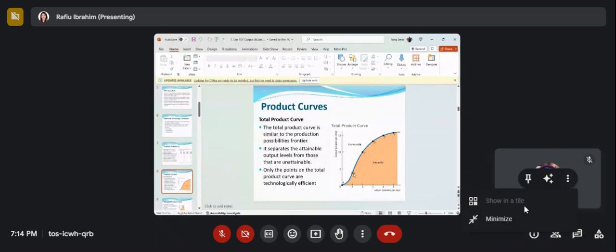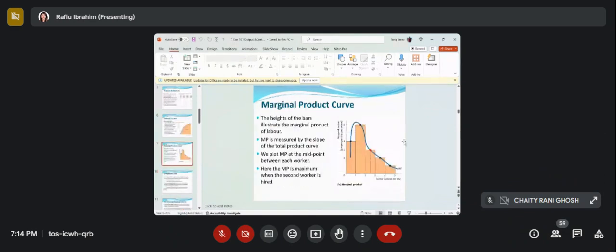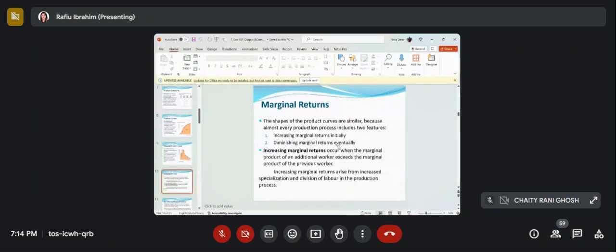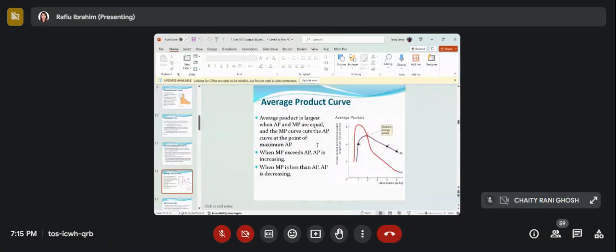Curves, like the total product curve, which is a convex curve, because as you add more labor, diminishing marginal returns occur, and that is why additional output falls per labor. We also saw the marginal product and the marginal product curve. We saw the average product curve.